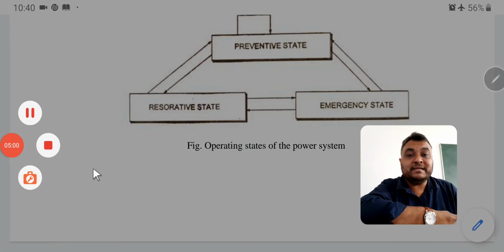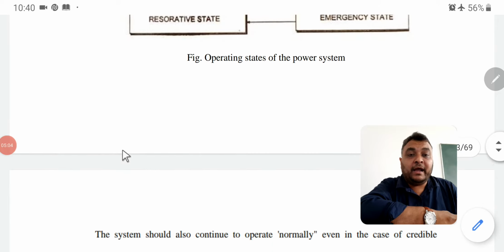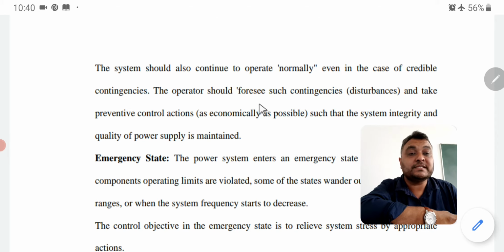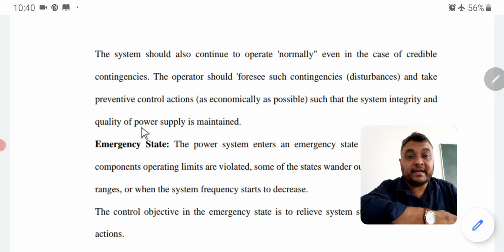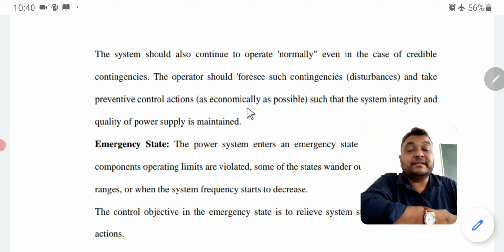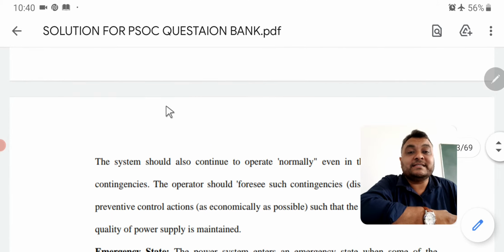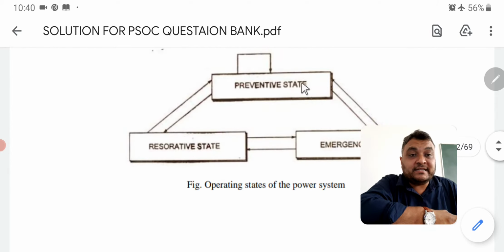Okay, now we will see in the next session that the system should also continue to operate normally, even in the case of credible contingency. The operator should foresee such contingencies and take preventive control actions such that the system integrity and quality of power supply are maintained. So whatever problem arises, the system should not be stopped, its power quality should not be compromised, and the power should be supplied in a reliable manner. Okay, that is what is considered in the first state we discussed, that is the preventive state.